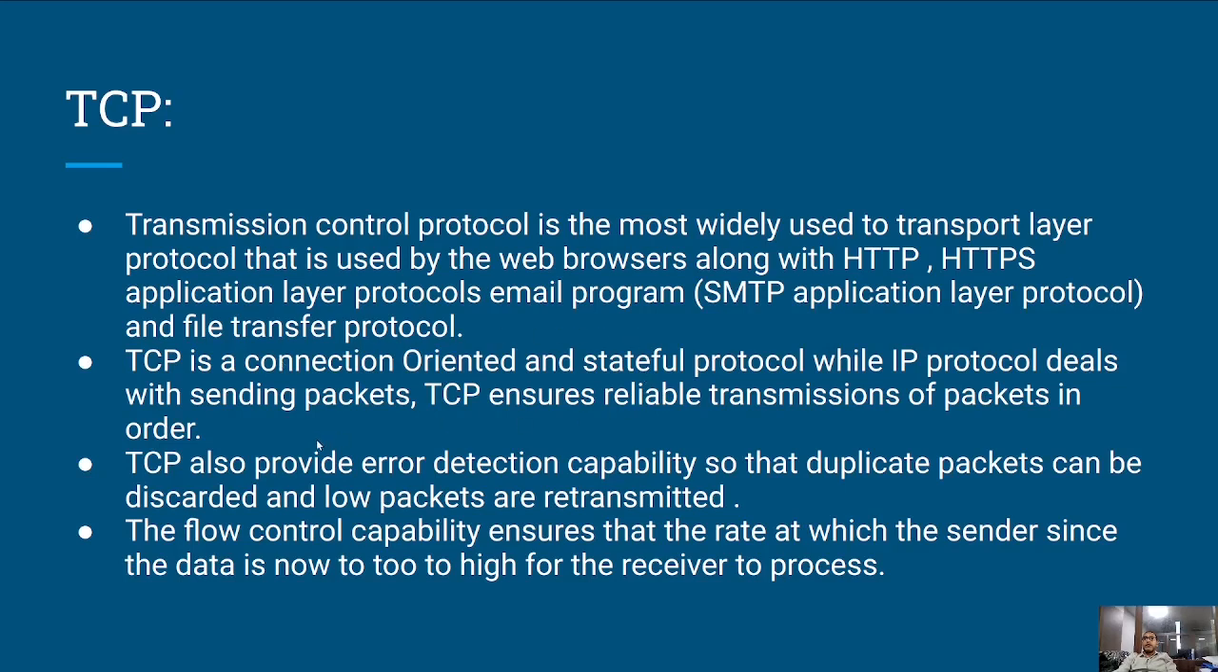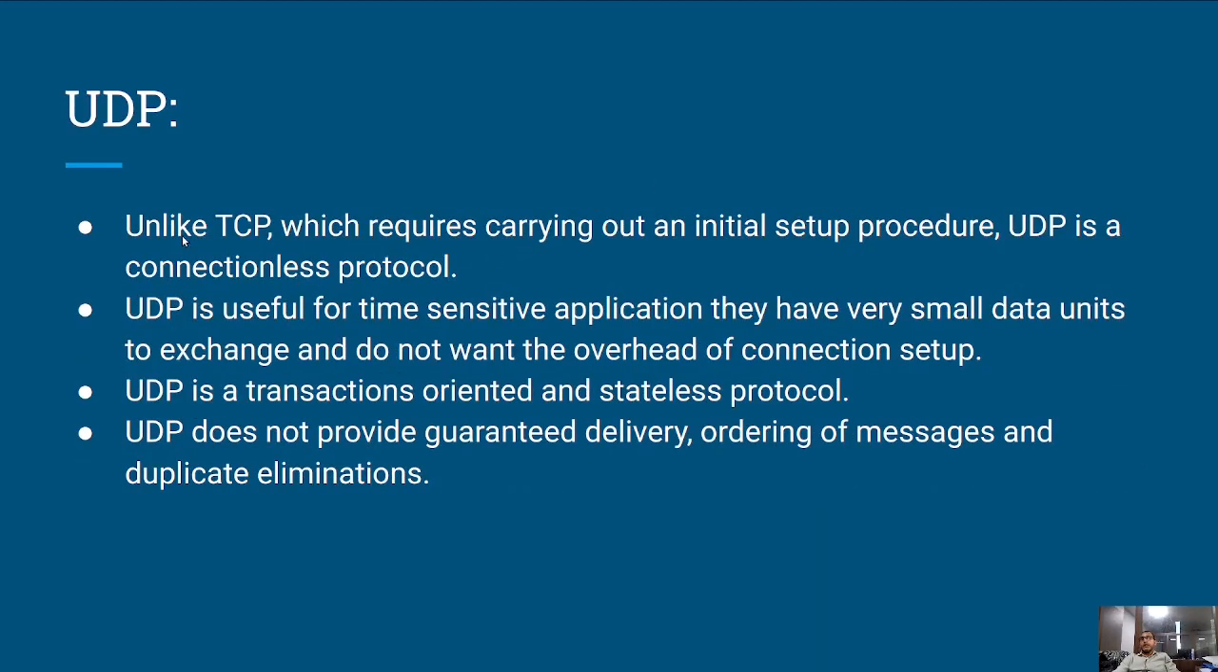Similarly, like we discussed the capabilities of the transport layer, TCP also provides the error detection capability. The flow control capability ensures that the rate at which the sender sends the data is not too high nor too low for the receiver to process. Then we have the UDP.